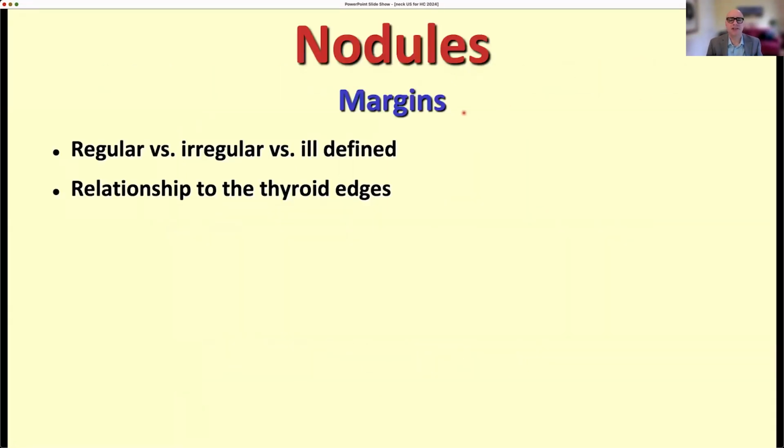Margins: we distinguish regular versus irregular versus ill-defined margin, and I want you to pay attention to the distinction between irregular and ill-defined, because there is a distinction. Some people tend to mix them together, but they don't have the same meaning. And the margins are all important because we also consider the relationship of the thyroid margins to the thyroid edges, because they could indicate extrathyroidal extension of a potential malignancy.